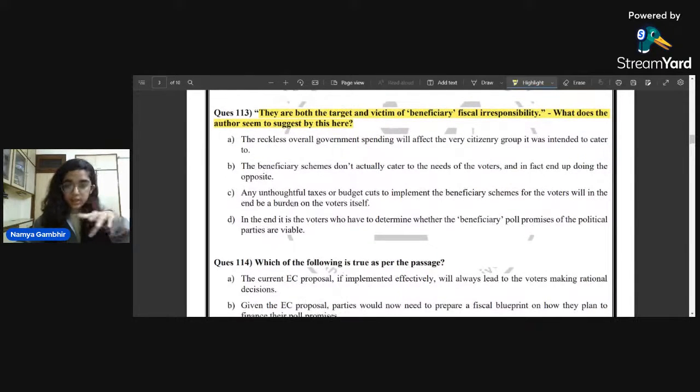And what's the last option? That in the end, it is the voters who have to determine whether the beneficiary poll promises of the political parties are viable. This is not relevant at all, and this is not connected to what the statement says as well. So by elimination, we were able to arrive at the third as the correct option.